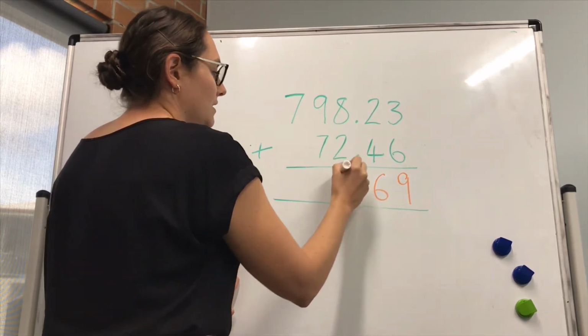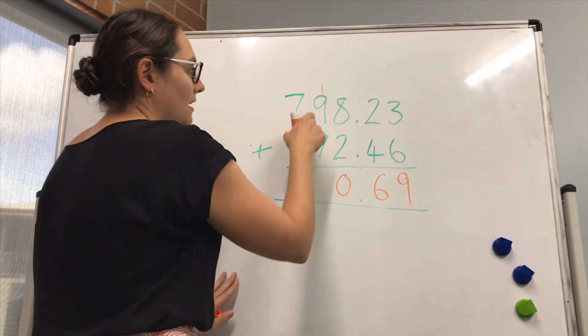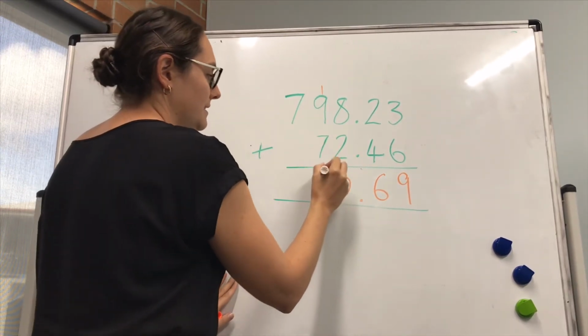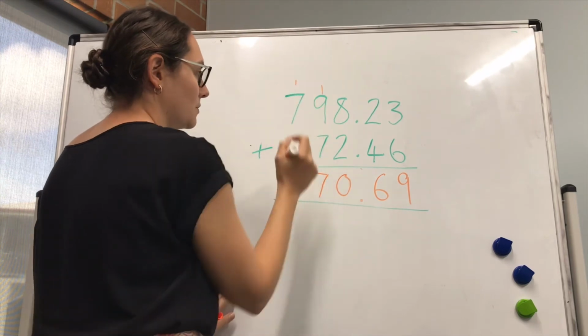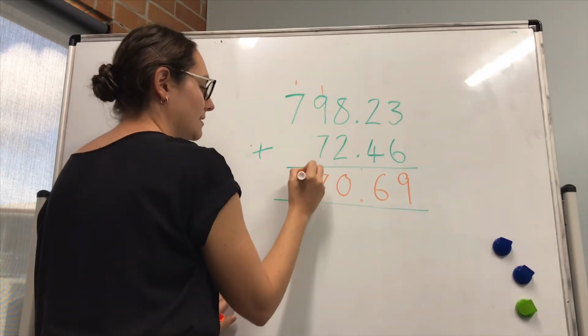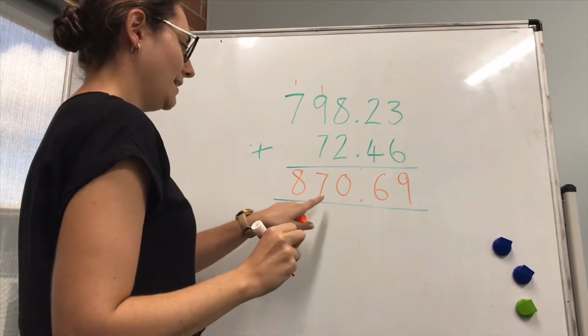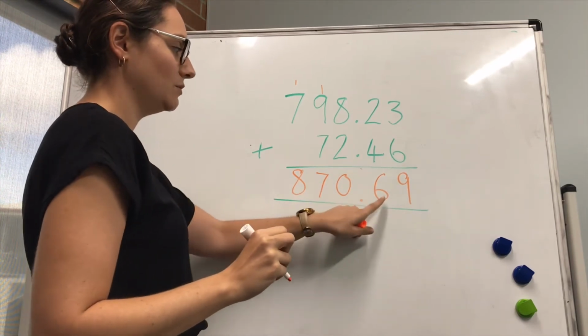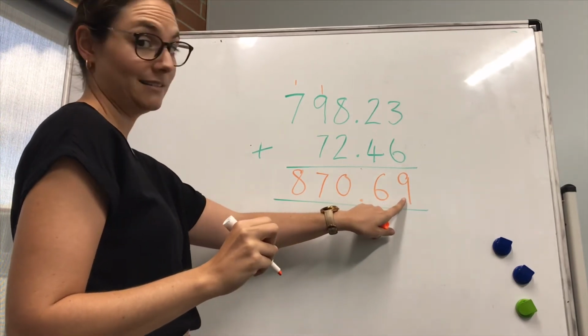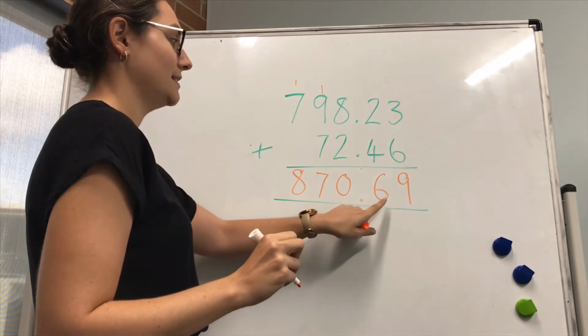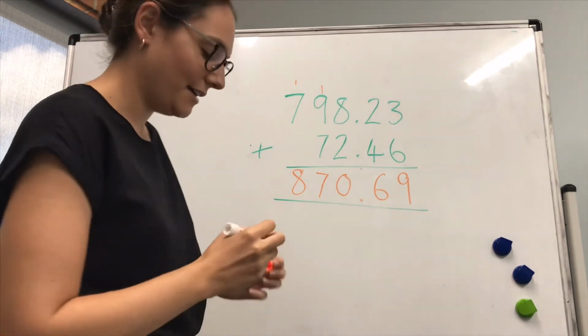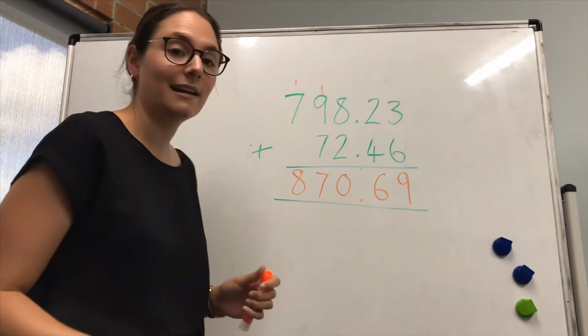8 plus 2 is 10. And then 9 plus 1 is 10, so 17. And 7 plus 1 is 8. So our answer is 870 decimal 69, or 0.69 hundredths. You have to say hundredths if you say it like that.